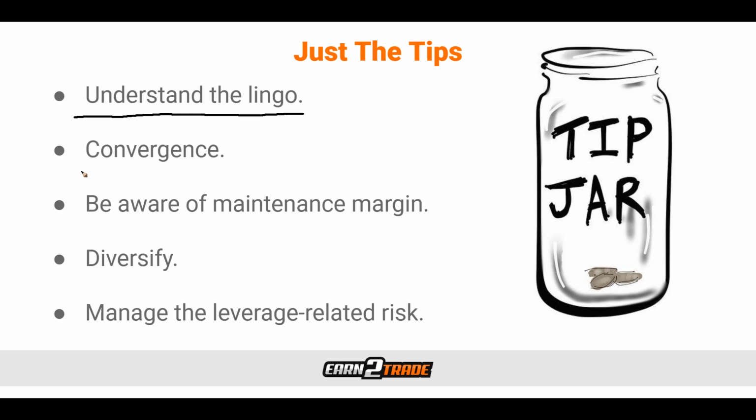Our second tip is going to be aware of convergence. Convergence refers to the tendency for futures prices to approach the spot price in the market as the delivery date looms closer. And our third tip is always be aware of the maintenance margin. This is the amount of money that we need to hold on to a futures contract. If we fail to maintain this amount, we will get a margin call, and no one wants a margin call. The margin call means we have to add more capital to our account in order to keep the trade open.